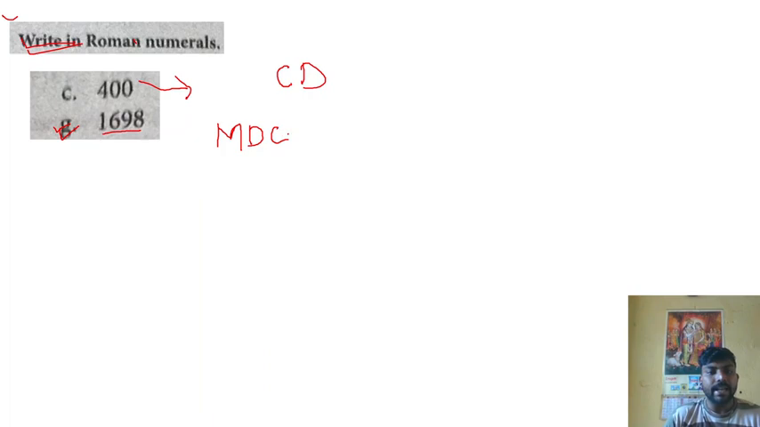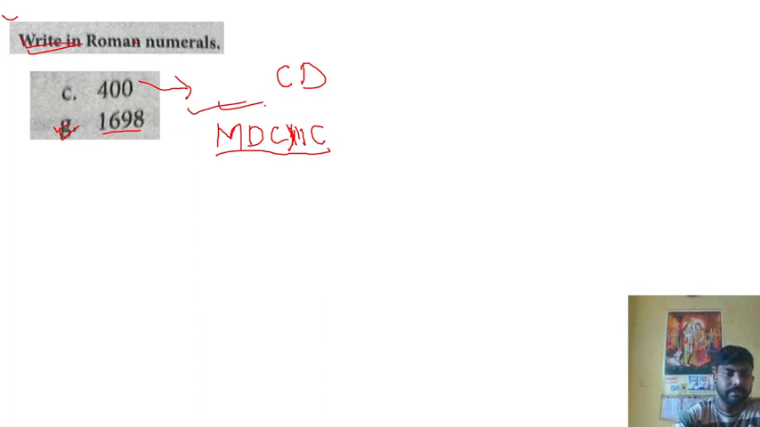Then I have to add the 98. How can I get 98? I am getting it by adding 50 plus 30, 40 and then 80, or we can do one thing, that we write 1600 and 98. It is called 1698. It is showing 1698. So this is one thing we can do.